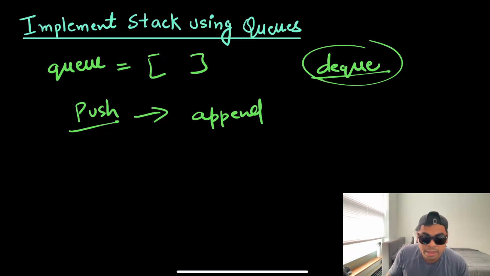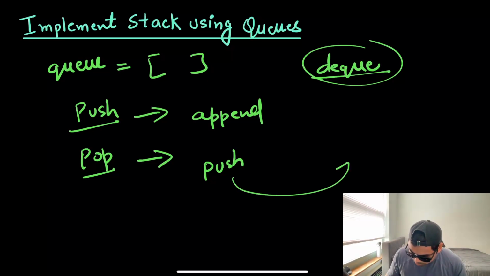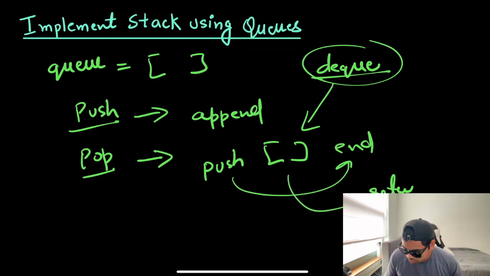Then I have pop. Pop will be basically push everything to the end of my queue, of my DQ, except the last element that is there in my DQ, and then return basically that last element. So I think I've shown you, and then we have top.